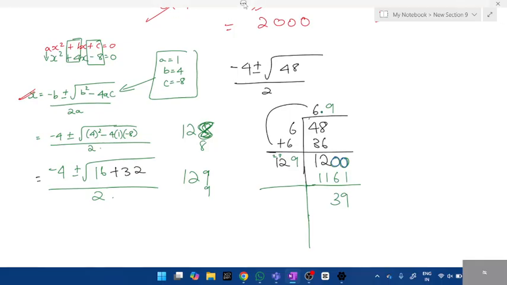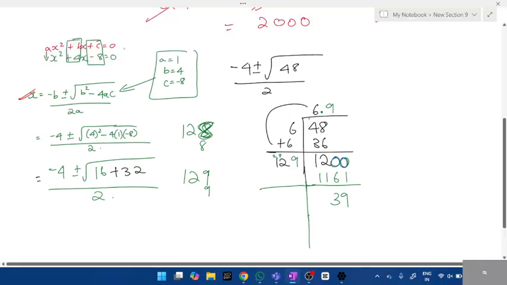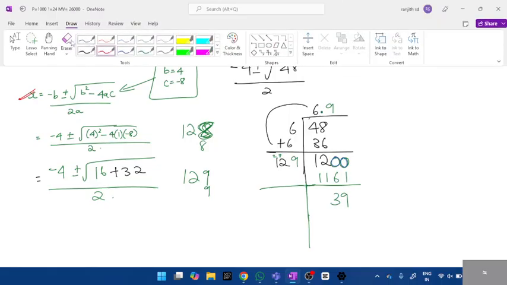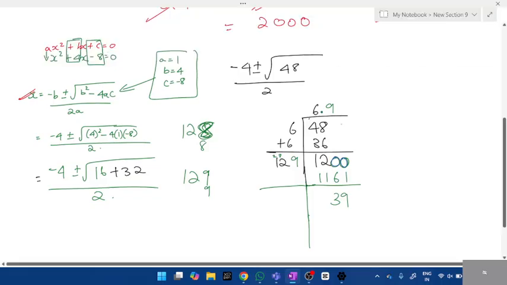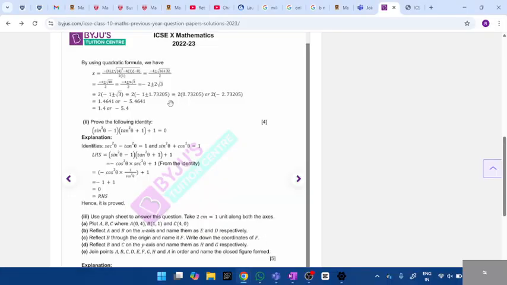Yes. All of you are done till here, students. Completed? 129 into 9. After this, I'll teach you the next step. Let me know if you have done till here. Did you all get this? 129 into 9. Okay, now look here.